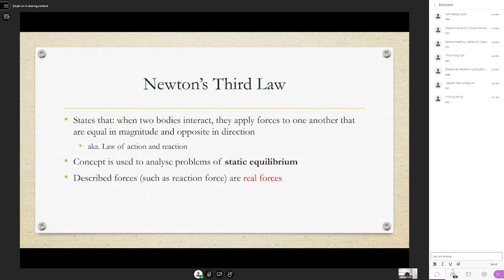For the second law, remember it is F equals ma. Of course, later we'll see how we are going to apply that to solve problems. Now we move on to the third law. Any questions regarding the second law? If you have questions, just feel free to type them out. If you want to ask anything, feel free. I'll assume everything is okay. So now we go to the third law.